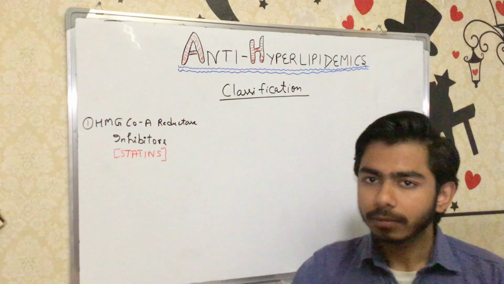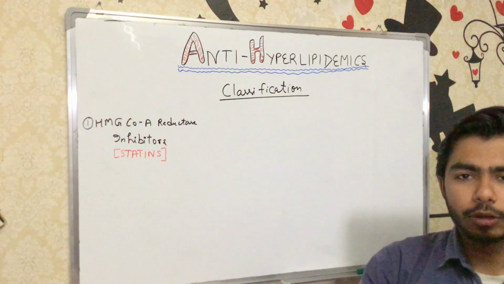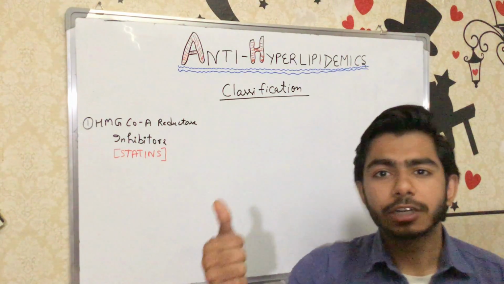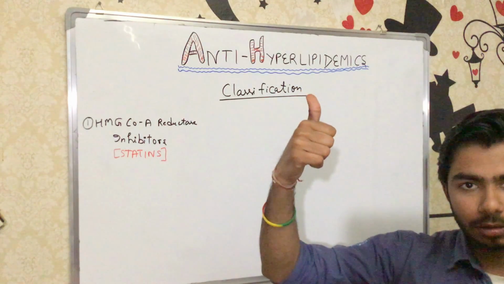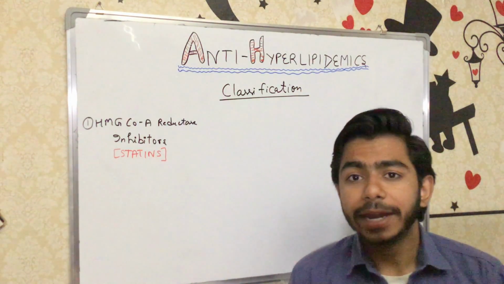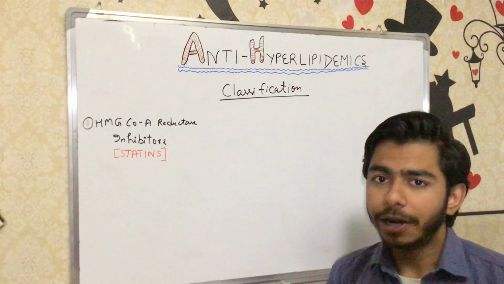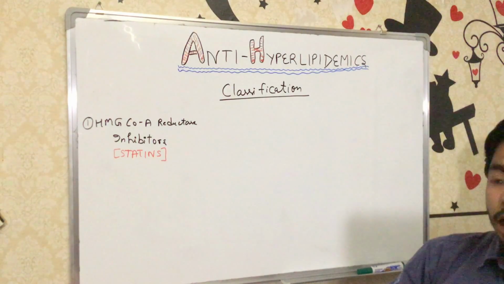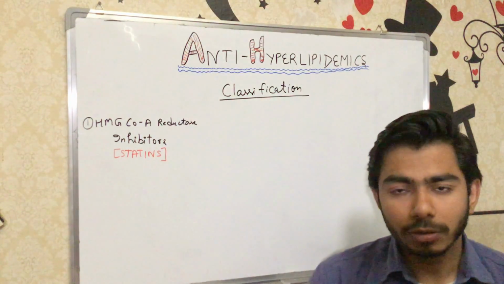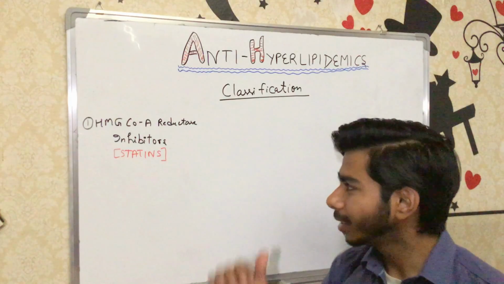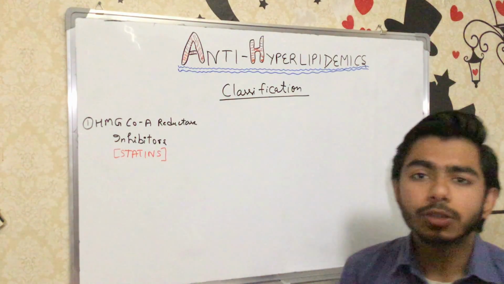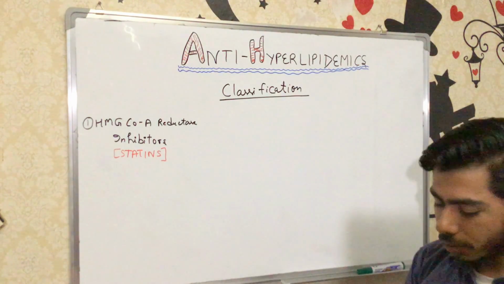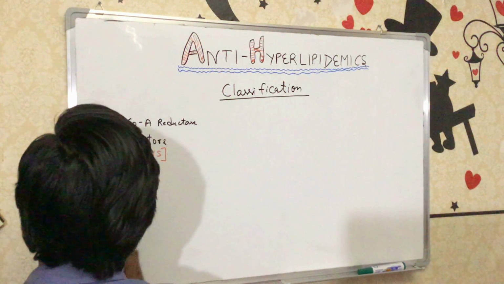For example, captopril, lisinopril, ramipril, these are the ACE inhibitors used in antihypertensives. Whichever drugs end with the suffix olol, like atenolol, metoprolol, carvedilol, these are the beta blockers. So whatever drugs end with olol are beta blockers. These are the things through which you can remember various classifications of drugs in various topics. Okay, so statins, which drugs come under it?